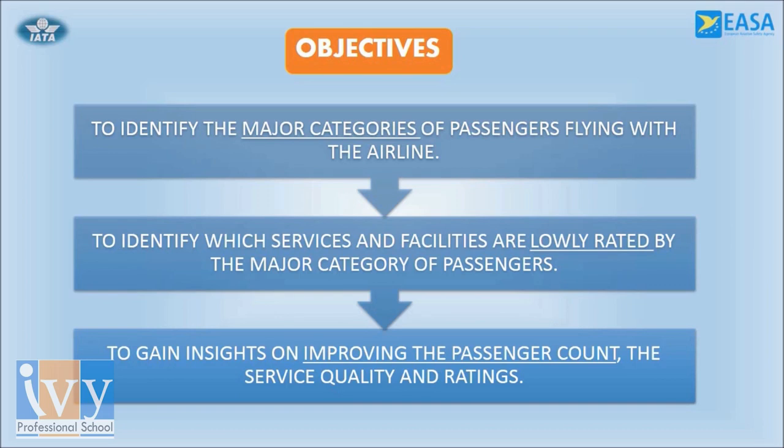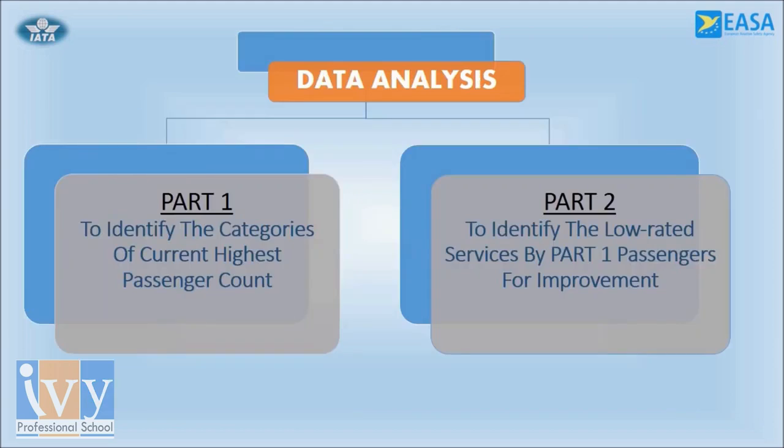The second objective here is to identify which services and facilities are lowly rated by those major categories of passengers, the target audience. What are their dislikes? What services have they rated low? That's the second objective. The third one is for the business runners to understand what can be improved, what can be done differently to improve the passenger count and improve their service qualities and ratings.